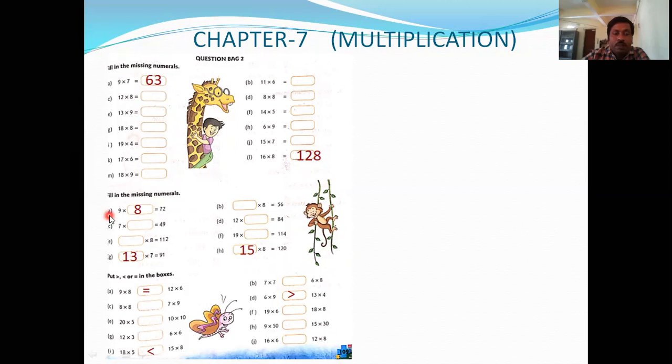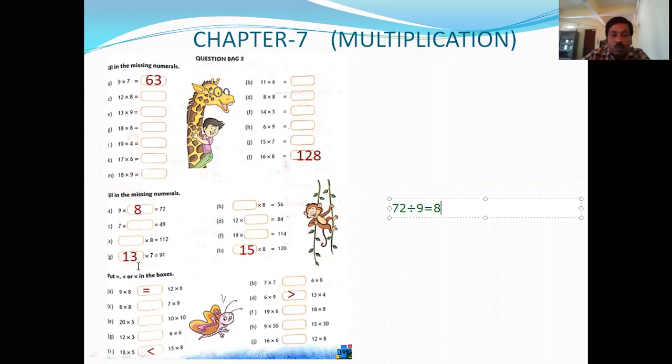But when we go to the next question, fill in the missing numerals. 9 into dash is equal to 72. So how can we find this number? When we divide 72 by 9, we get 8. So the answer will be 8. So write 8 here.